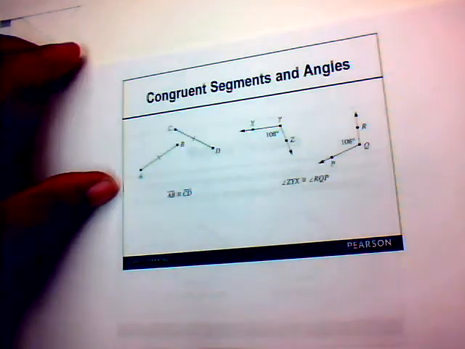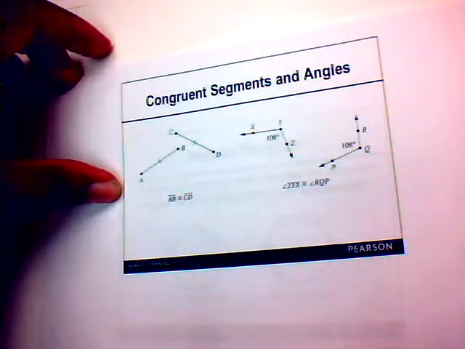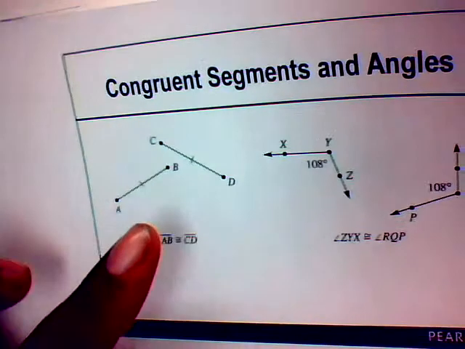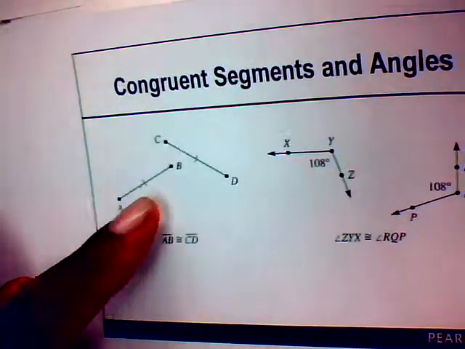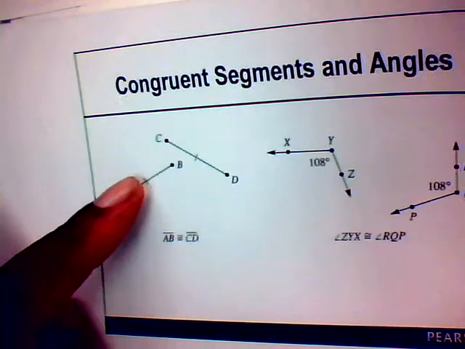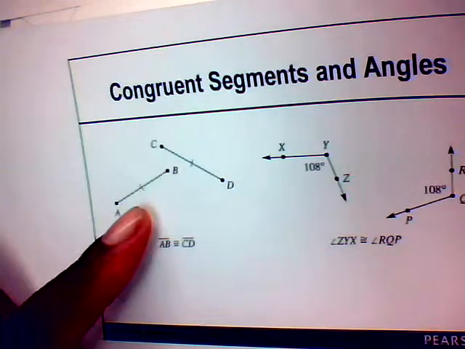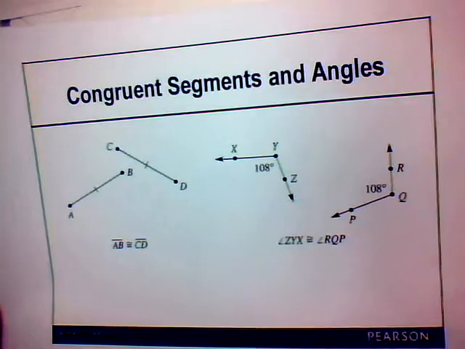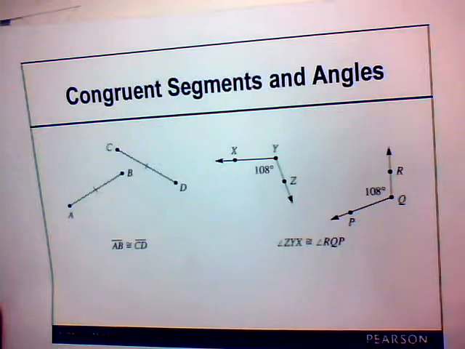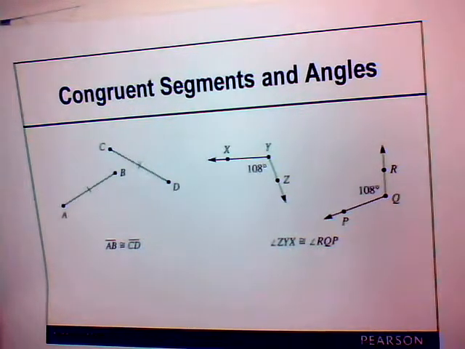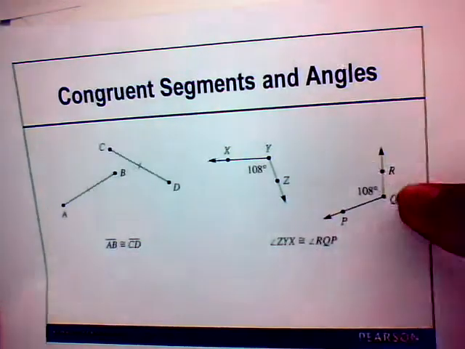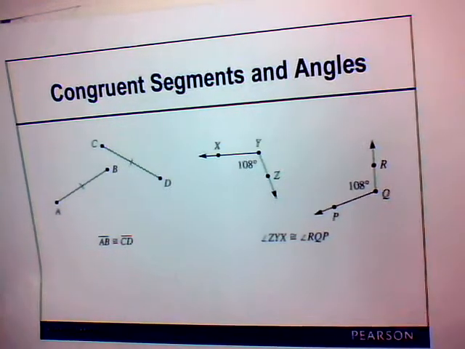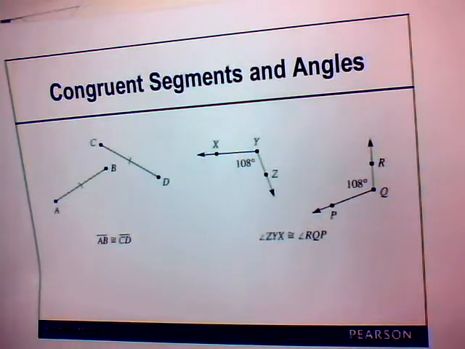So let's look at this here. In this case here, I can fit line segment AB on top of line segment CD. And notice that these 2 markings here show that line segment AB is congruent to line segment CD. And on the right, we have two angles, angle ZYX and angle RQP. Both of these have a measure of 108 degrees, so we can say that angle ZYX is congruent to angle RQP.